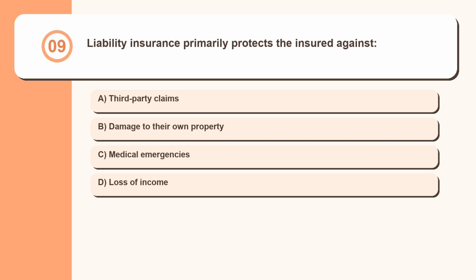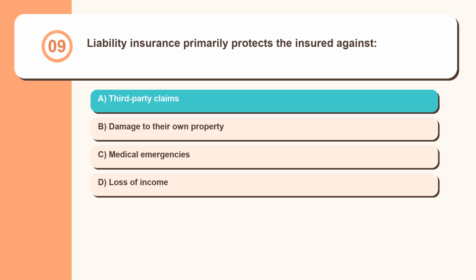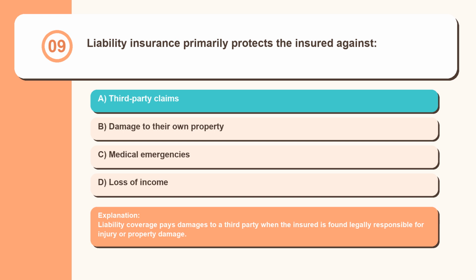Question 9. Liability insurance primarily protects the insured against: third-party claims, damage to their own property, medical emergencies, loss of income. Liability coverage pays damages to a third party when the insured is found legally responsible for injury or property damage.